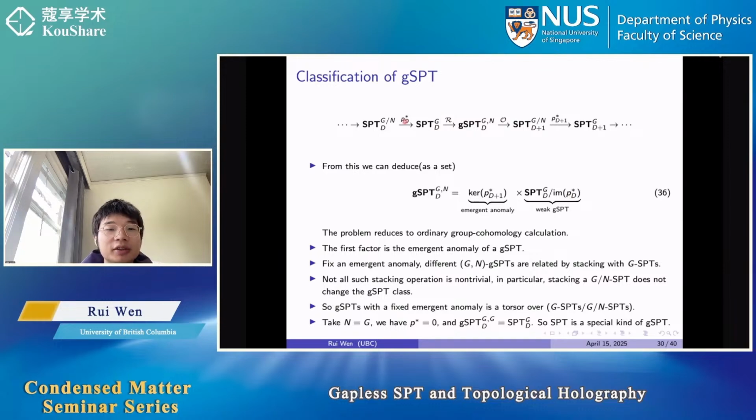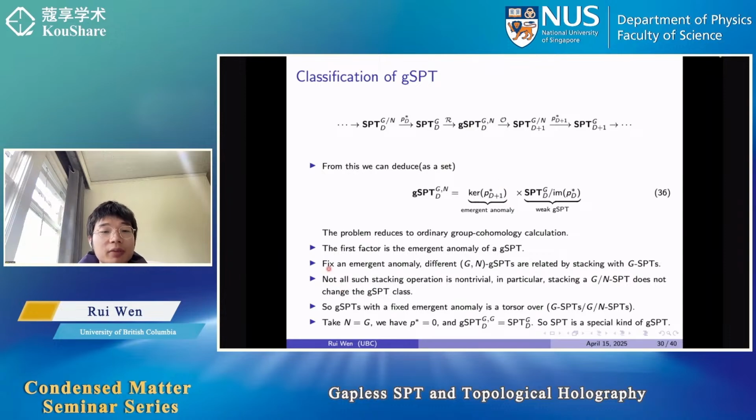Okay, let me explain this. First of all, this is good because the problem reduces to ordinary group cohomology calculation, right? And you can compute this now. It's all computable. And so the first factor is just the emergent anomaly of the Gapless SPT, right? For anything here, you can first compute this emergent anomaly. That gives you this first term here.